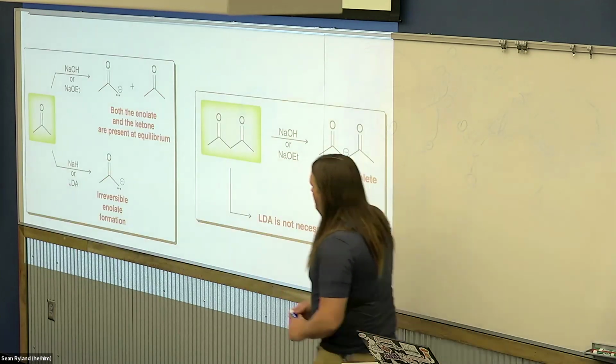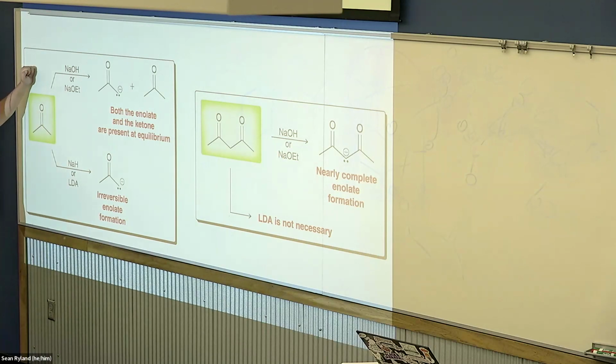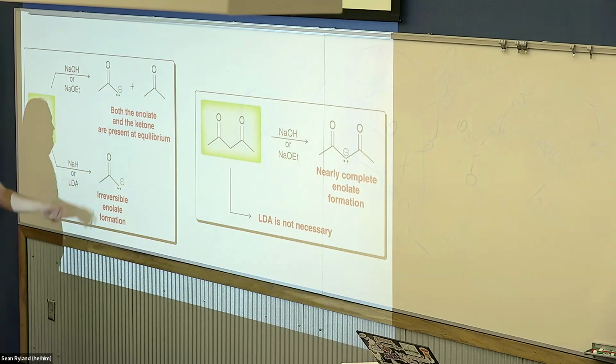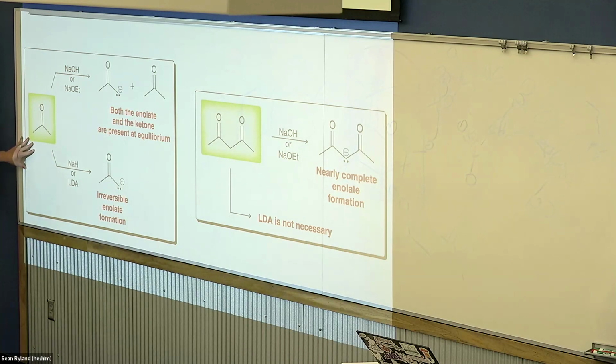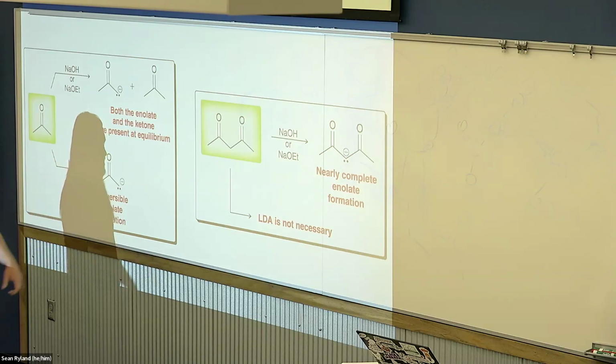Right, so here are our two possibilities. We can use just a regular base, hydroxide or alkoxide. But that's gonna give us both products, the enolate and the ketone, which can lead to side reactions, which if we want that, it's fine. We just have to be aware of it. Or if we use sodium hydride or LDA, we get irreversible enolate formation, so no side reaction, we don't get any ketone left over.